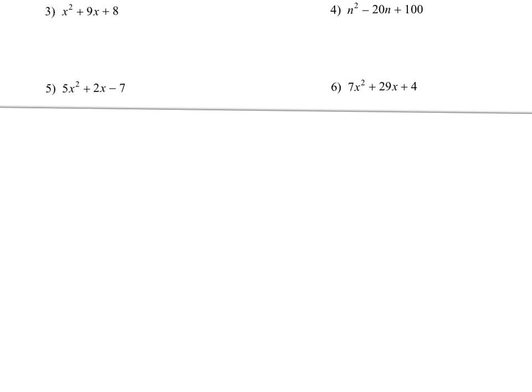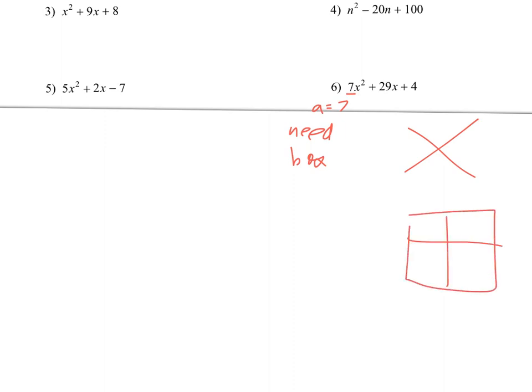All right, next up, number 6 here. I first kind of checked the GCF, but I see there's no number these can all divide by, so I'm just going to move on. I do see that A is 7, which means I'm going to need the box here. So we're going to draw our X, and we'll do the box. So already in the box, I can put 7x squared right there, and then I can put 4 down there. So those are coming from the thing I'm trying to factor here. Then A times C up top is going to be 28, and then 29 on bottom.